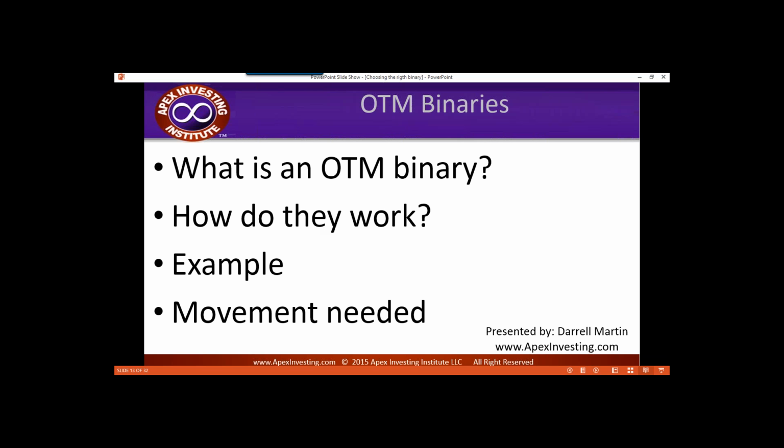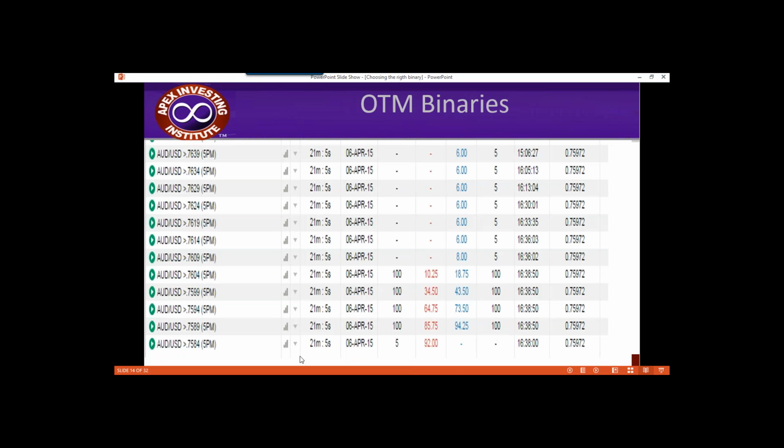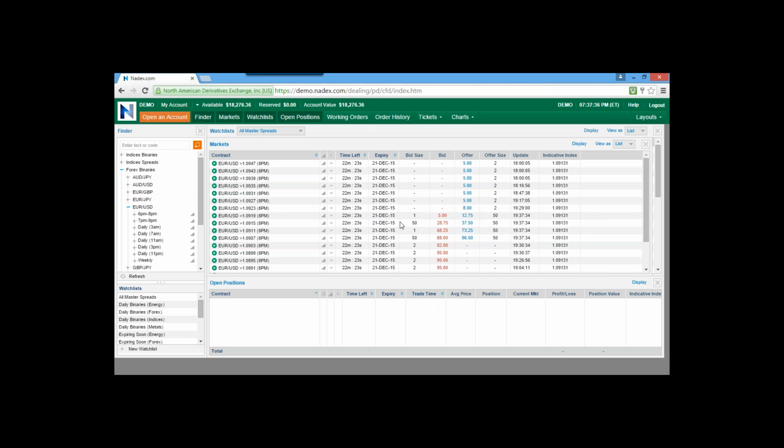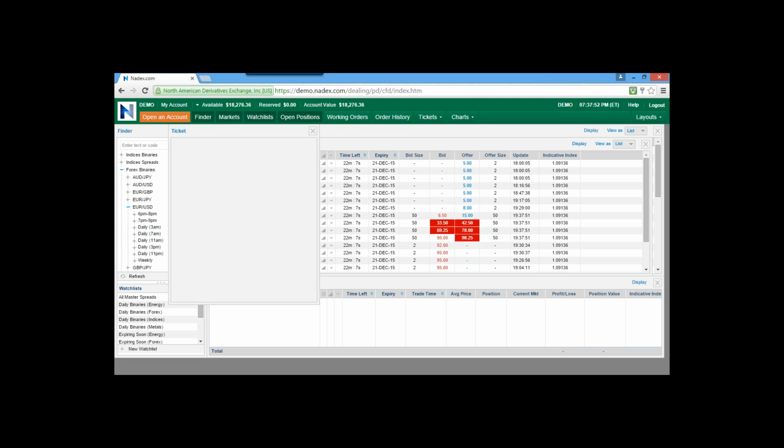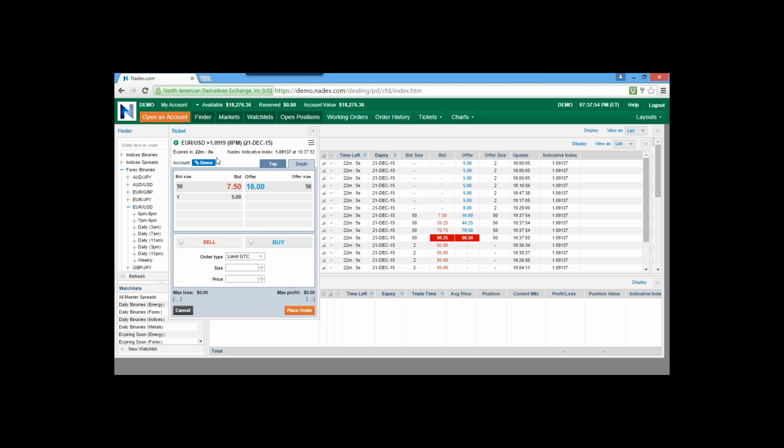Okay, so now let's talk a little more about OTM, which is out of the money binaries. We've talked about them a little bit already, but out of the money binaries would be considered basically anything priced under 50 bucks, meaning these here, like these $5, $8, $13, $38. And again, why are they out of the money? Well, we've talked about it a little bit.